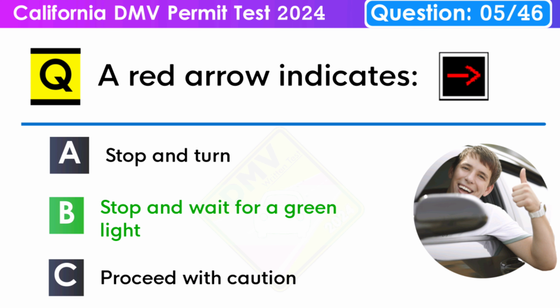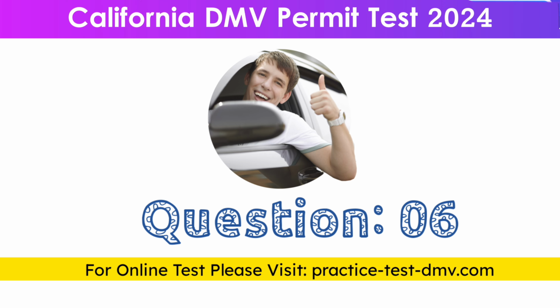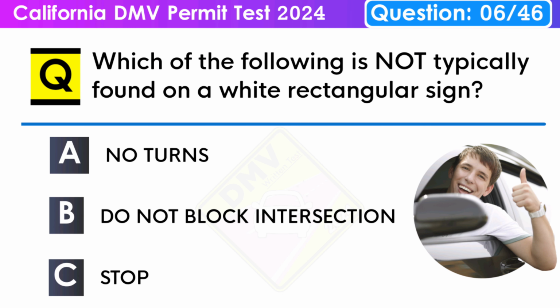Question 6. Which of the following is not typically found on a white rectangular sign? A. No turns. B. Do not block intersection. C. Stop. Correct answer, C. Stop. While stop signs are important traffic control devices, they are typically octagonal in shape. White rectangular signs are more commonly used for informational purposes.